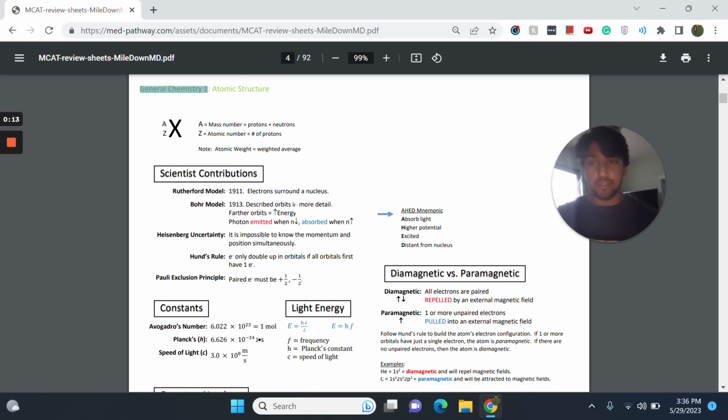I think it is very helpful to put all the information together, know a little bit of additional information, and structure all the information. So that's what I'm going to do today: show you images and explain every concept so that you know everything you need to know for the MCAT.